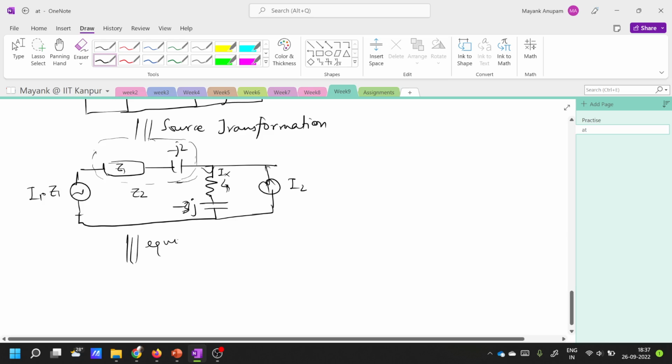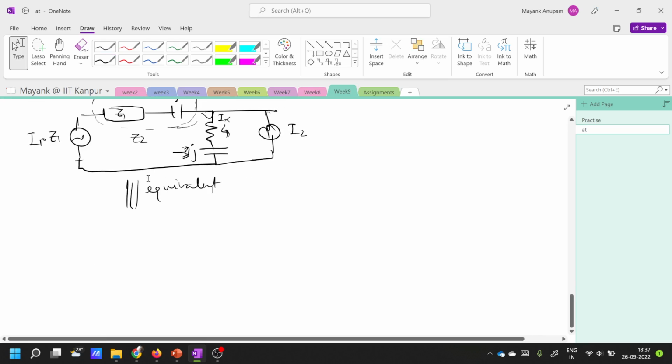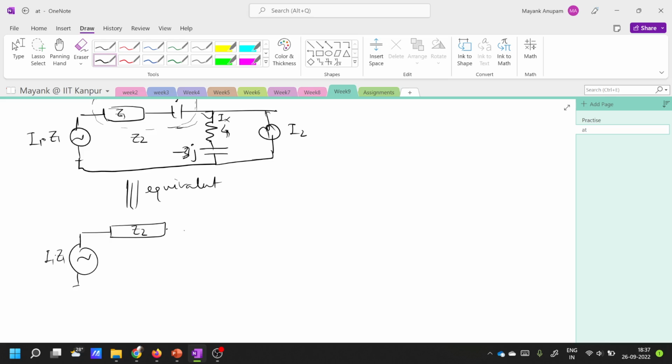So another equivalent circuit will become what? Equivalent will be like this. This is I1 times Z1, multiplied by this Z2, so this is Z2 here, and then there is this 4 ohm here, then there is this minus 3j, and this current source I2. Fine, and you are interested in this current Ix.